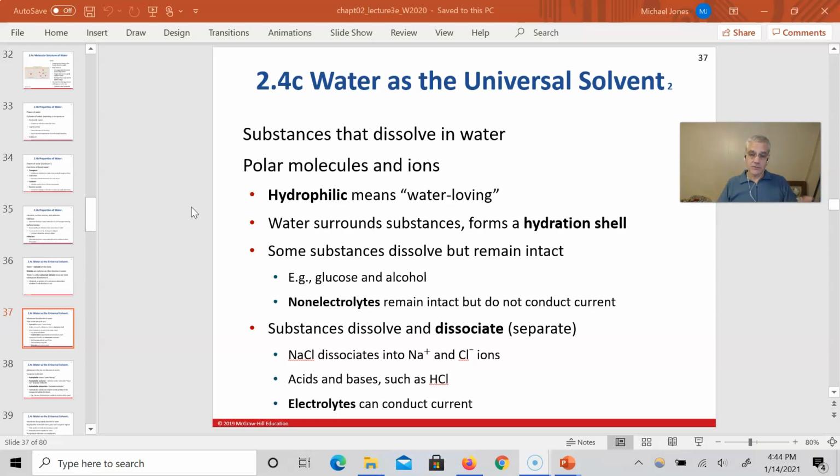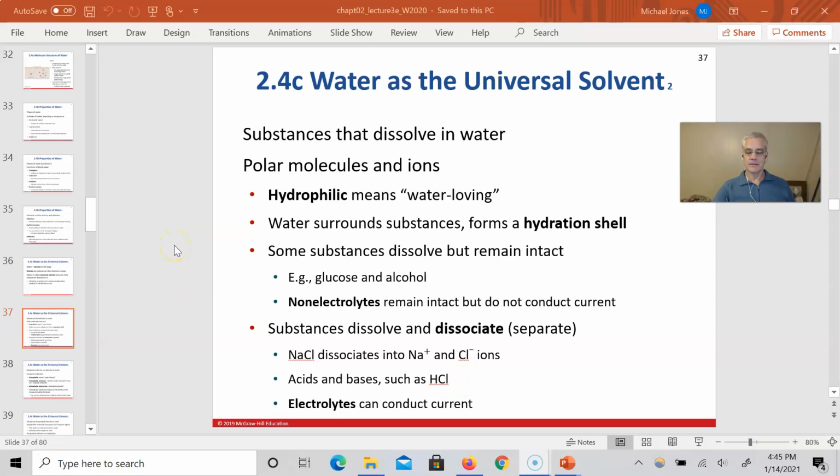Right? If you dissolve glucose or any sugar in water, it stays as glucose. It's a solid glucose in your sugar bowl, if you have a sugar bowl, and you dump it in water and you spin it around and then it dissolves, and yet it's still glucose in there. It still has the molecular properties of glucose. Alcohol does the same thing. But like I said here, right, substances dissolve and dissociate. NaCl separates into separate sodium and chloride. Acids and bases also separate into, in the case of hydrogen chloride, which is hydrochloric acid, hydrogen and chloride separate from each other.